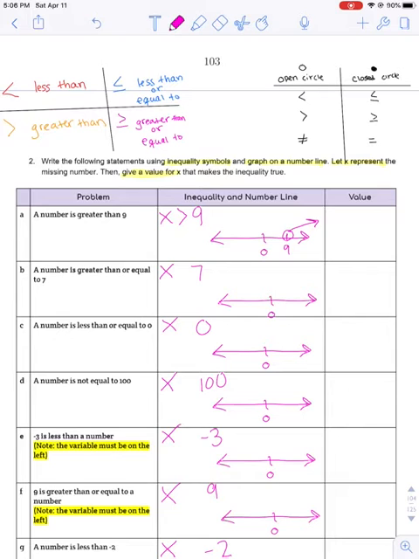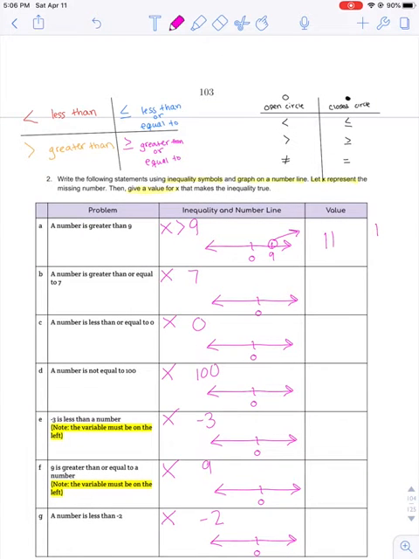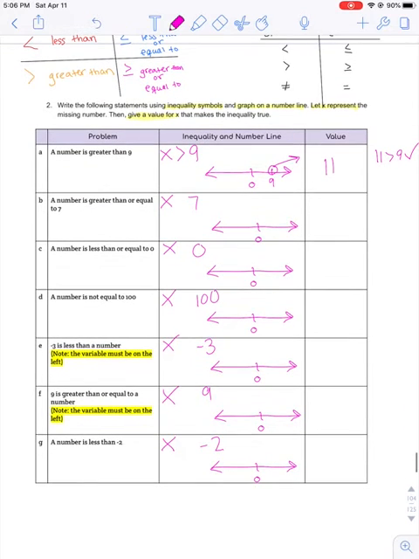The last thing it asks us to do is to give a value for X that would work. So you could pick whatever number you want. I'm going to pick 11. So let's see if that's true. Is it true that 11 is greater than 9? Yep, that is true. Go ahead and pause the video and try the rest of this page on your own. Come back when you're ready to go through the answers.